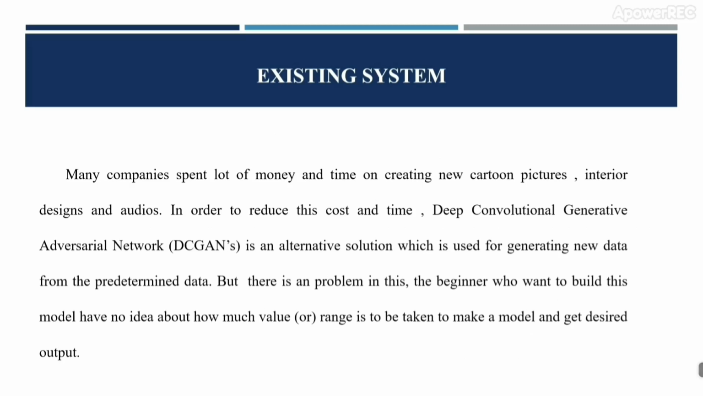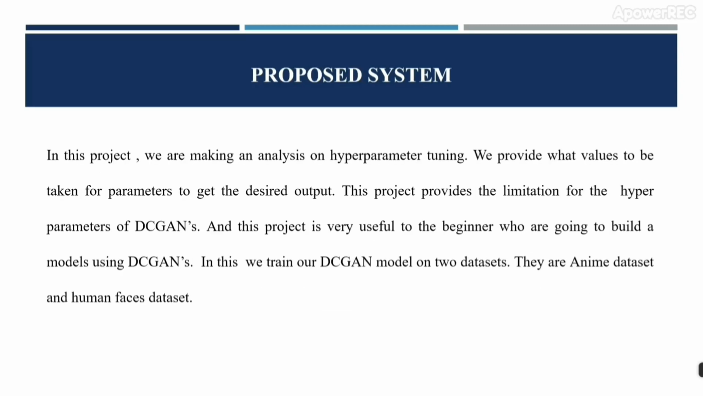Now let's see the existing system. The output of the DCGAN mainly depends upon the hyperparameters used in these models. Beginners who want to build this model don't have any idea what values or what range should be taken to get the desired output. With this project, we provide the limitations, that is, what range should be taken to get the desired output or better result. In this project, we are training this model on two datasets: the anime dataset and the human face dataset. The remaining part will be continued by Sushmitha.